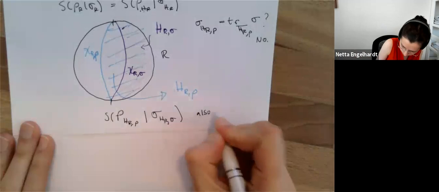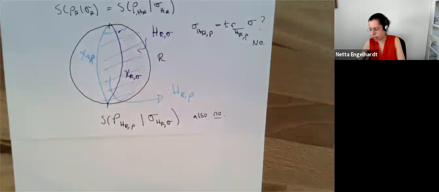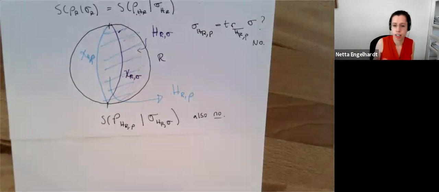Okay, so how are we supposed to make sense of this relative entropy formula? Well, we're not really supposed to make sense of it, but then we can ask, what about reconstruction? How much of the bulk can we actually reconstruct now? Let's take a look.